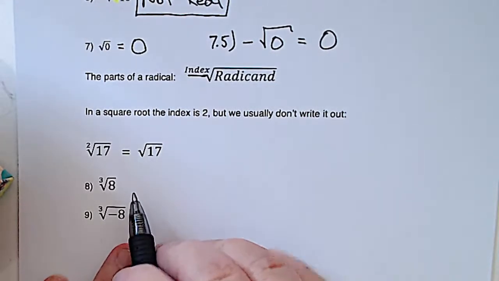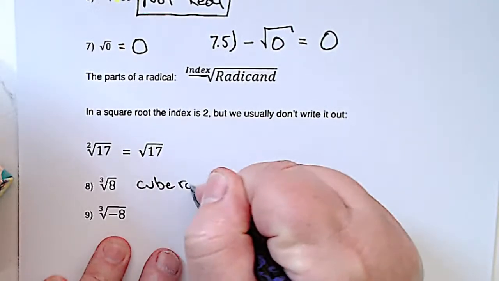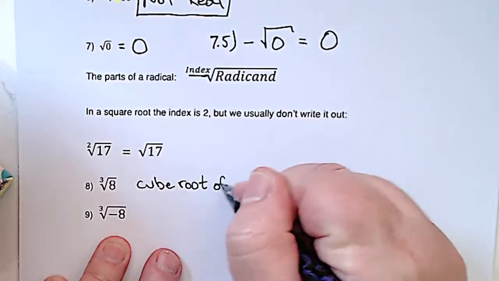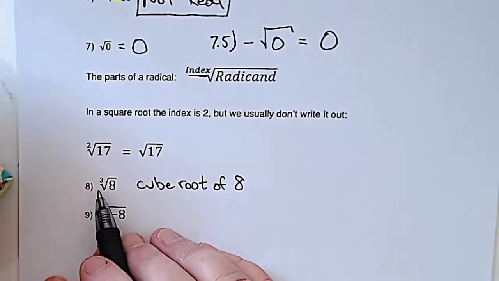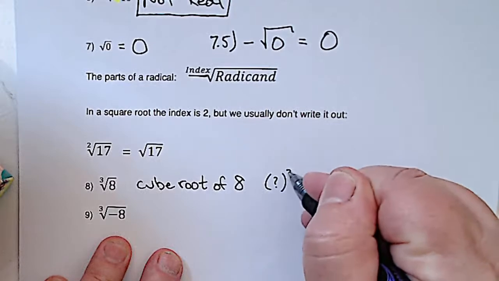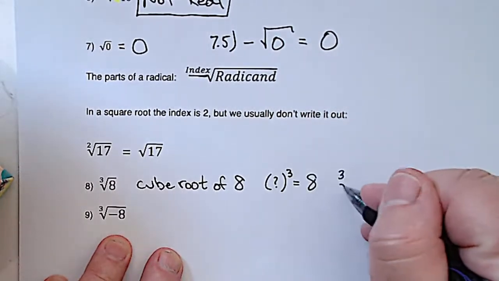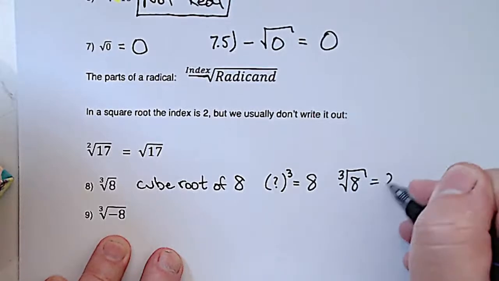However, what I could do is ask you, this is called the cube root of 8. See the 3 sitting there? It's the cube root of 8. And so it asks, what cubed gives me 8? And the answer is 2. The cube root of 8 is 2.